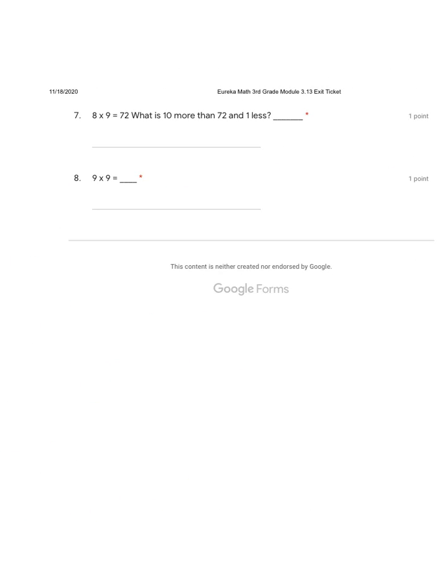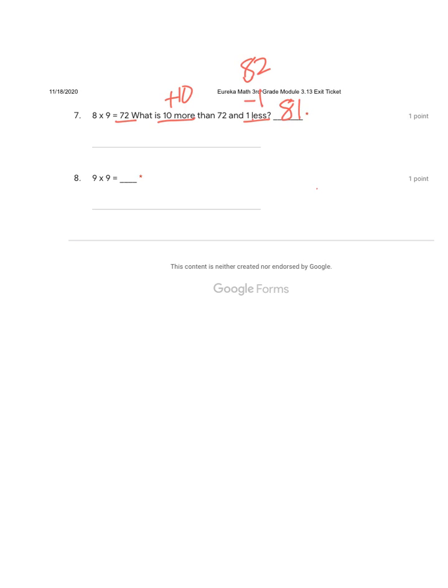Number 7. 8 times 9 equals 72. What is 10 more than 72 and 1 less? So we're basically adding 9, but instead of counting up by 9s, we can easily know what 10 more is. So 72 plus 10 is 82, and 82 minus 1 is 81.